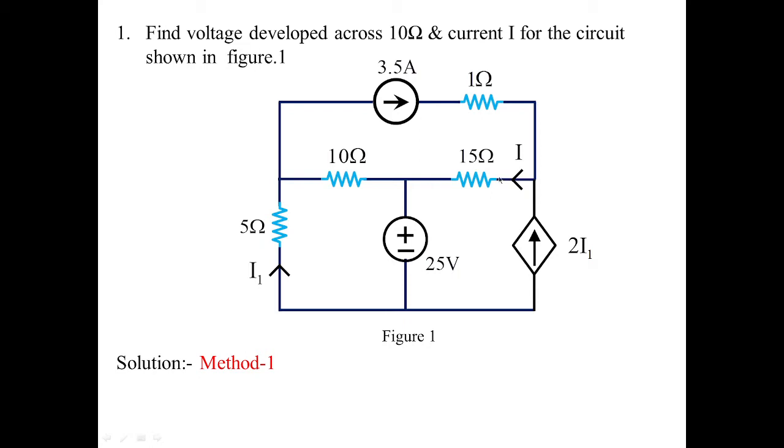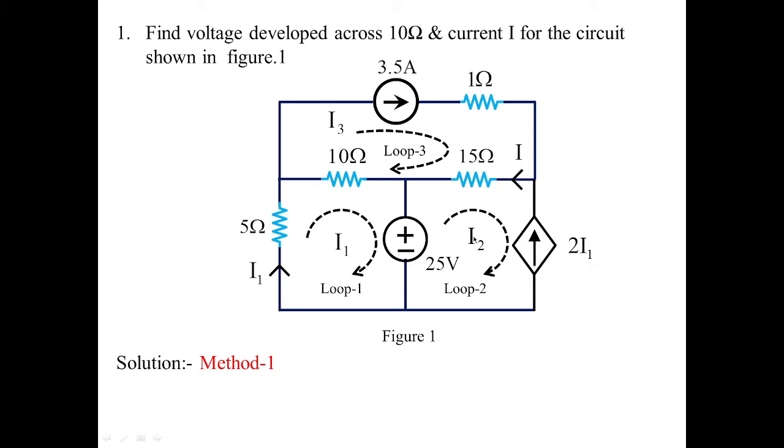So method 1, I'm taking the mesh analysis. While taking the mesh analysis, I have to take the direction of the loop currents. So I'm taking the direction of the loop currents in clockwise direction. So you can see I1, I2, I3, all three currents are taken in clockwise direction. And I'm applying KVL to loop 1.